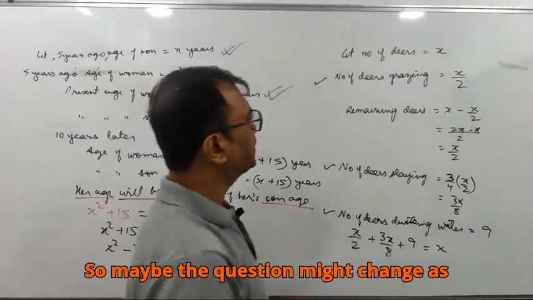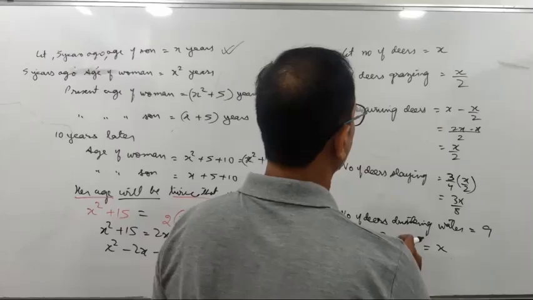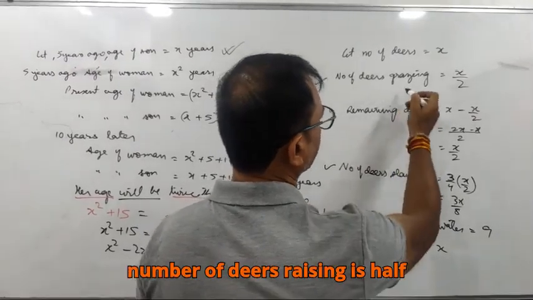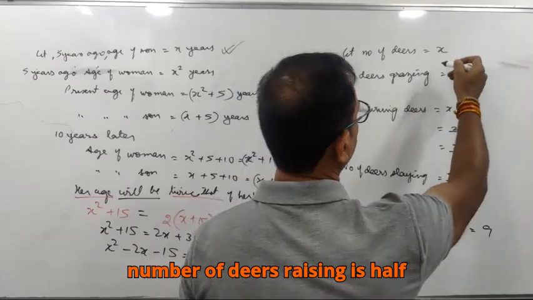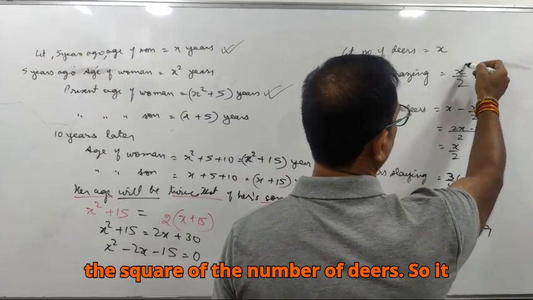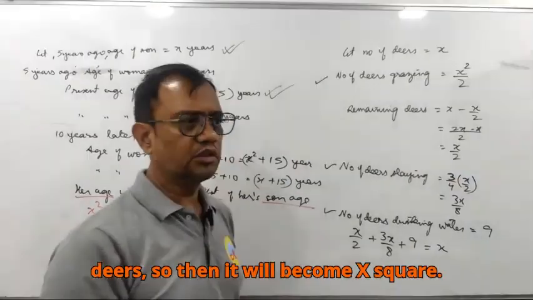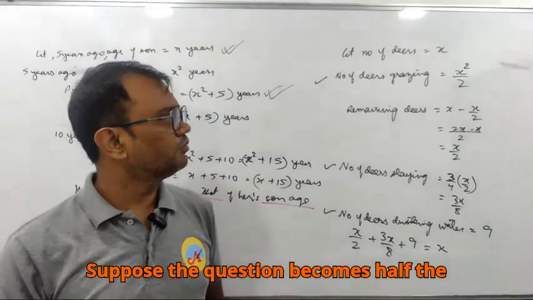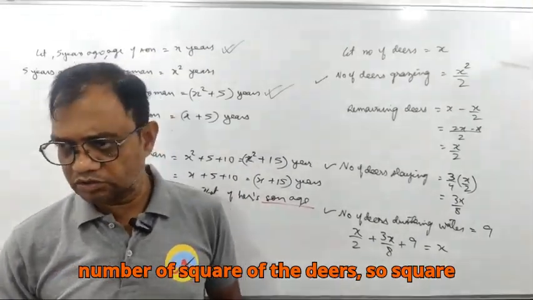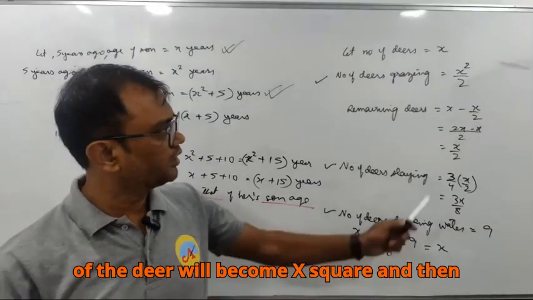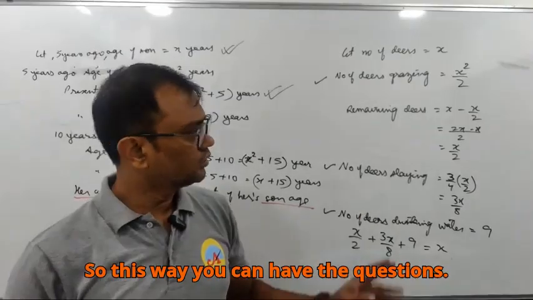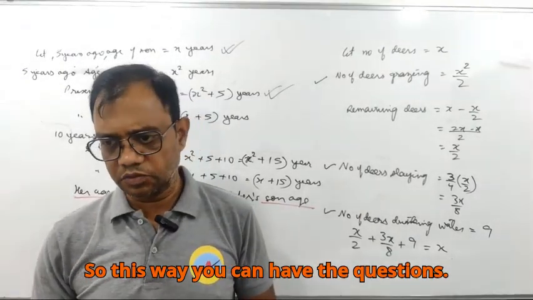So maybe the question might change such that the number of deers grazing is half the square of the number of deers. So it can be half the square of the number of deers. Then it will become x square. Suppose the question becomes half the square of the deers. So the square of the deers will become x square and then it will form a quadratic. Understand? So this way you can have the questions.